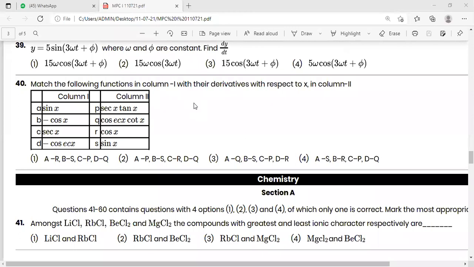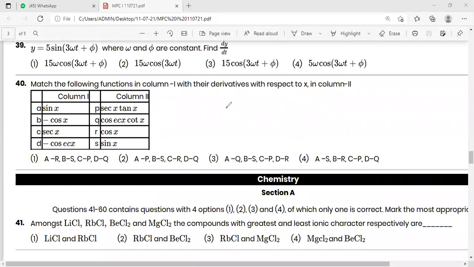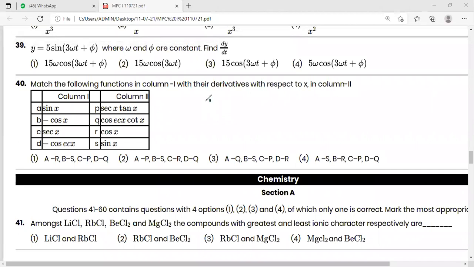Match the following functions in column 1 with their derivatives with respect to x in column 2. So, what is the sin x derivative here? Sin x derivative will be cos x. So, A is related to R. A gives rise to R. Then B, minus cos x is given. For cos x, the derivative will be minus sin x. For minus cos x, it will be sin x only. Yes.